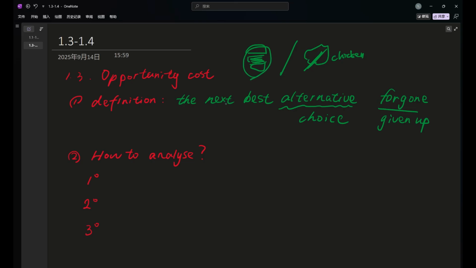So the next best alternative forgone. So the choice you give up and the best choice. Okay, the best choice you give up. You can eat nothing actually, but the best thing you give up is fried chicken. So in this example, the opportunity cost of choosing hamburger is eating chicken. Okay.